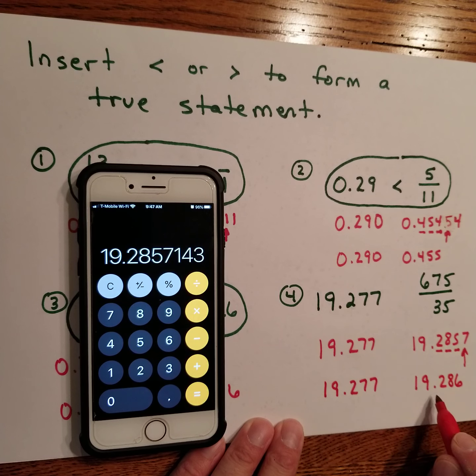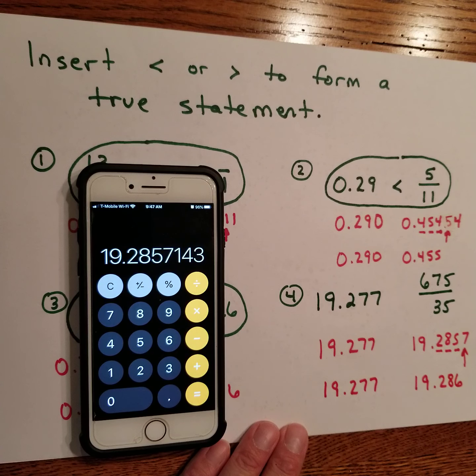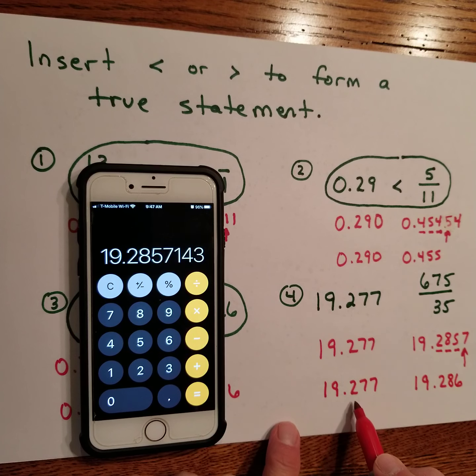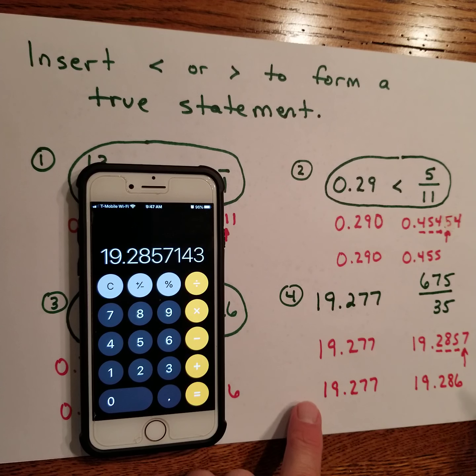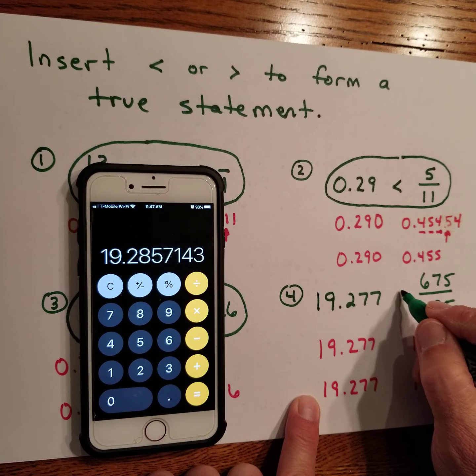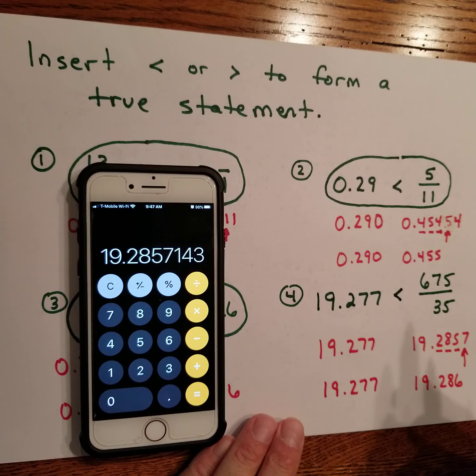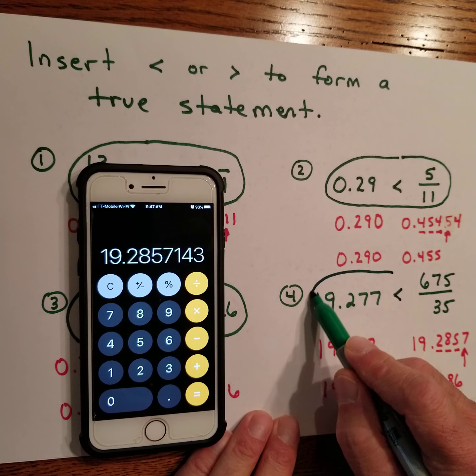Once both numbers are rounded to the nearest thousandth, then it's easy to compare. The 19s are the same. Which is bigger, 277 or 286? 286 is the bigger, 277 is the smaller. Clear to see that 19.277 is less than 675 over 35.